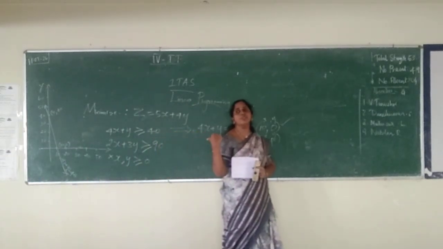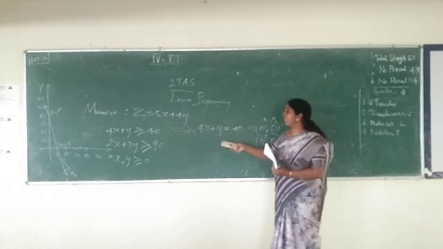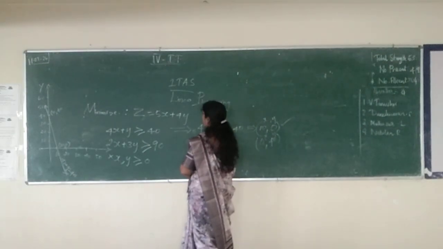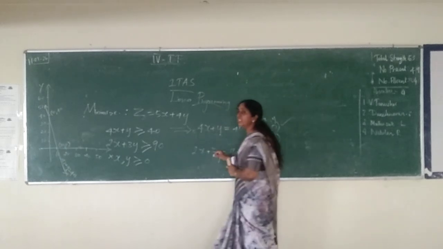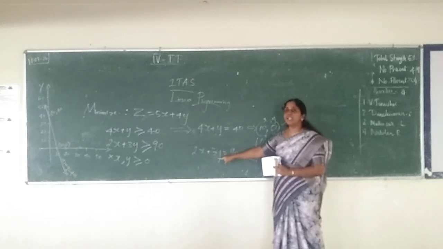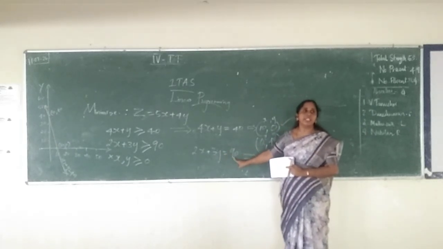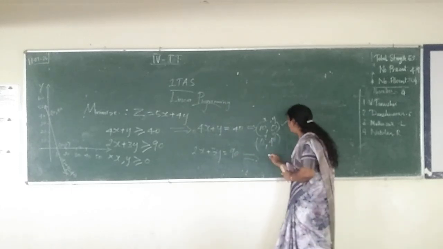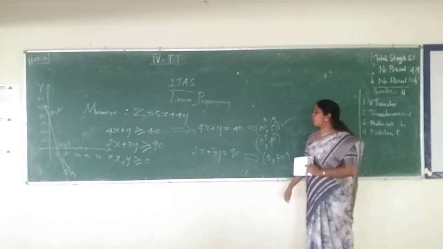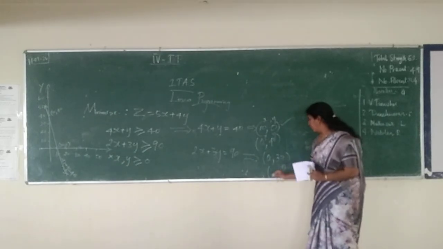Like that we have to draw the line for the second equation, 2x plus 3y equal to 90. In this equation, if you put the x value as 0, what is the y value? 3y equals 90, so y is 90 divided by 3, which is 30. So x value 0 means y value is 30. Then y value 0 means x value is 45.